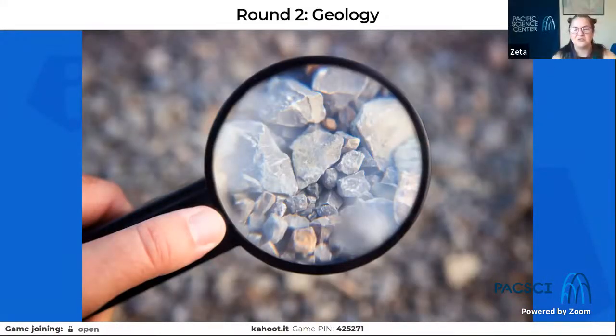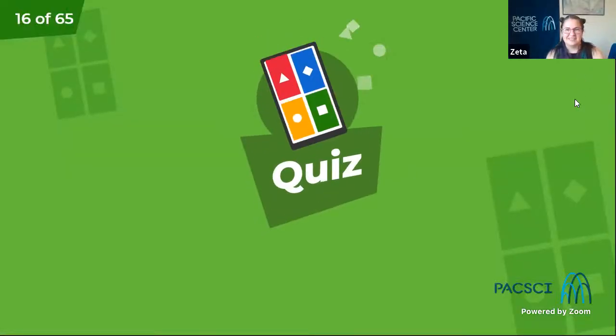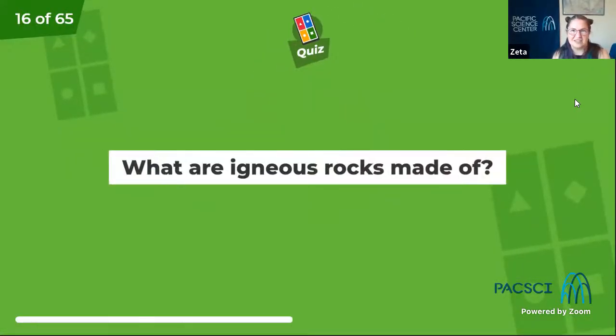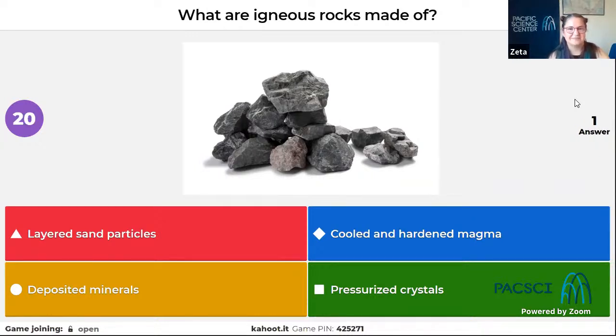So our first one. This is gonna be round two, all about geology. I have to say this round rocks. Let's get into our first question. What are igneous rocks made of? So those igneous rocks that you just saw a picture of, are igneous rocks made of layered sand particles, cooled and hardened magma, deposited minerals, or pressurized crystals?